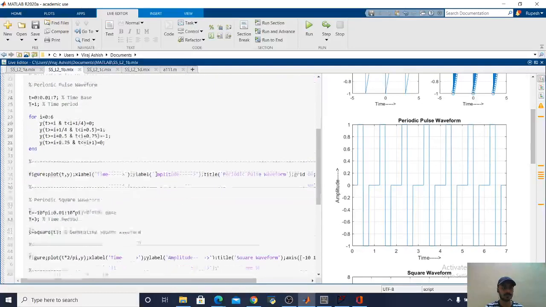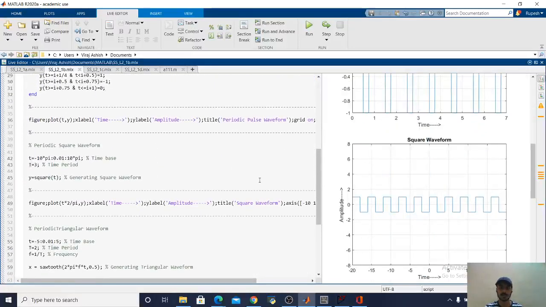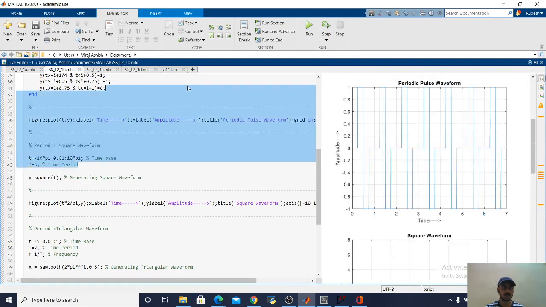Next one is the periodic square waveform. You can see its code here, and I am using an inbuilt function, square, which will generate a square waveform with the time period 2 pi. You can change this time period with a certain modification.